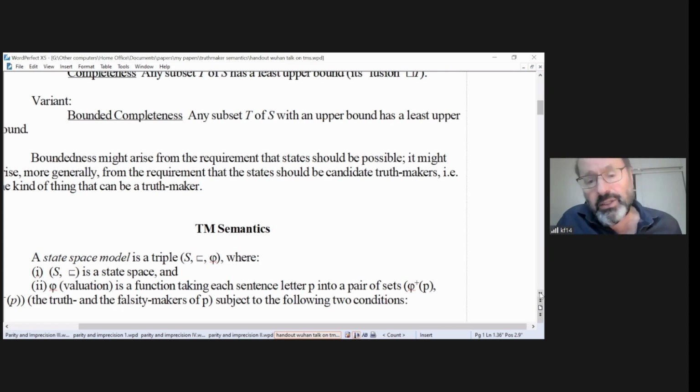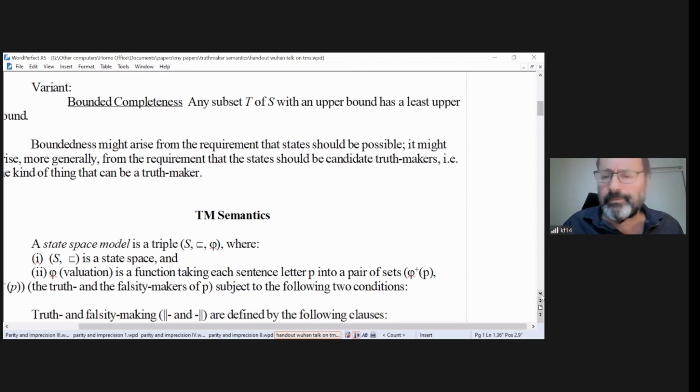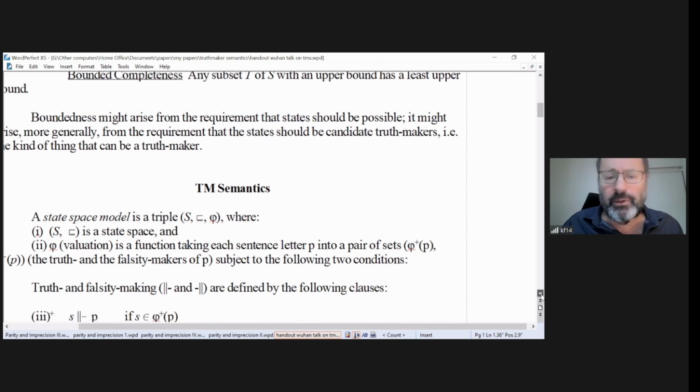And it also means that when we extend the semantics to complex formulas of the language, we have to separately state clauses for when the complex sentence is made true and when it's made false. So not just the valuation, but also extending the valuation to the complex sentences of the language, we need separate clauses. It's what's called a double recursion. We define by recursion two notions which interact with one another. So let's give the clauses now.